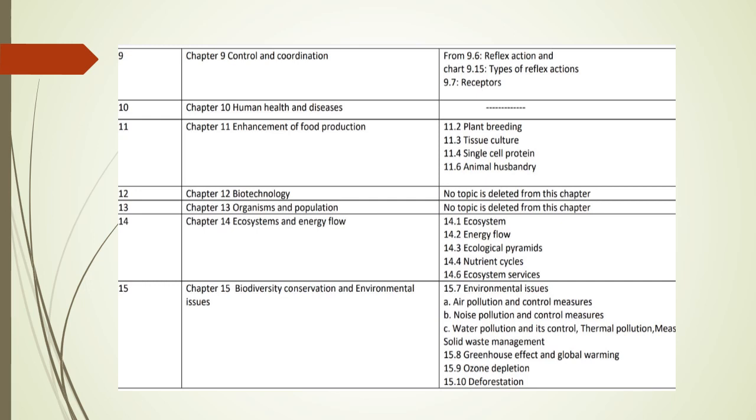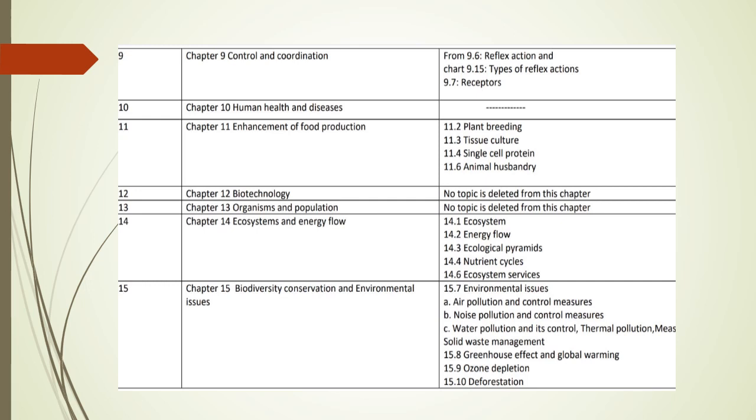Now we come to chapter number 9, that is control and coordination, one of the most important of the lessons. From 9.6, reflex action, types of reflex actions and receptors are only deleted. Rest of it is there for you to study. Chapter number 10 is human health and diseases. Entire chapter is there, but the chapter is only for 3 marks. So accordingly, you will give the weightage or concentration or focus on this type of lesson.